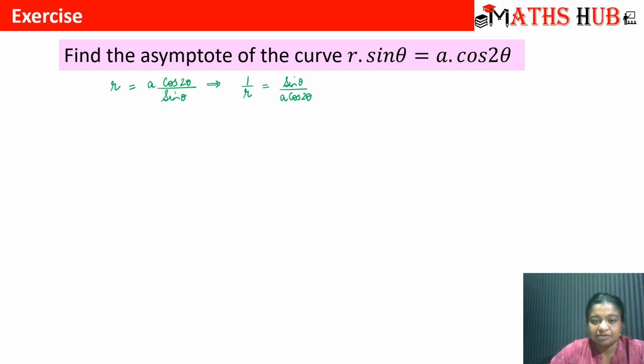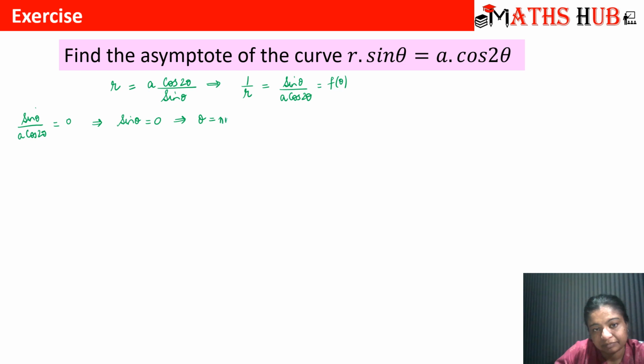Now the next step is, whatever we are getting on the right hand side of 1 by r, we will mark it as f of theta. And now let us put f of theta equal to 0. So we put sine theta upon a cos 2 theta equal to 0, right? And now when I put it equal to 0, obviously we will cross multiply and we'll get sine theta as 0. So that implies theta is equal to n pi, right? Now once we get theta equal to n pi, we got the root.